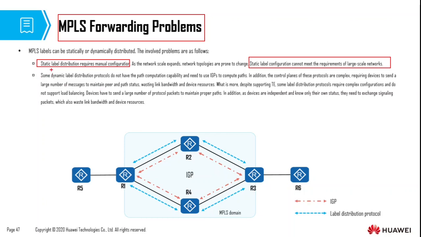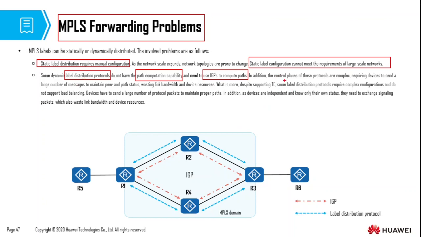Otherwise, when we use label distribution protocols, we call that dynamic label allocation. When you do that, some dynamic label distribution does not have the path computation capability. Path computation capability is calculating the path cost. So most of them use IGPs like OSPF to compute the path cost because they cannot calculate the cost of the path. So that's one of the problems with LDP.